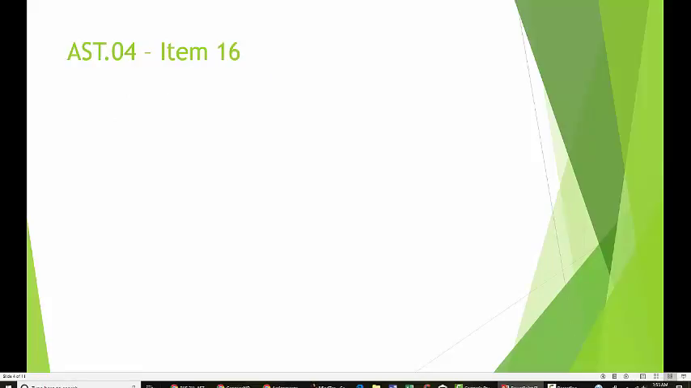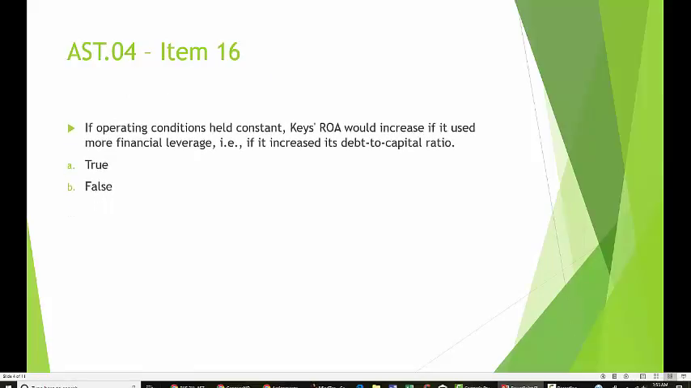Let's take a look at item number 16. If operating conditions held constant, Key's return on assets, which would be net income divided by assets, would decrease if it used more financial leverage, which means it took on more debt, or its amount of debt to the amount of capital percent would increase. Capital is the amount of total financing that's comprised of both debt and equity.